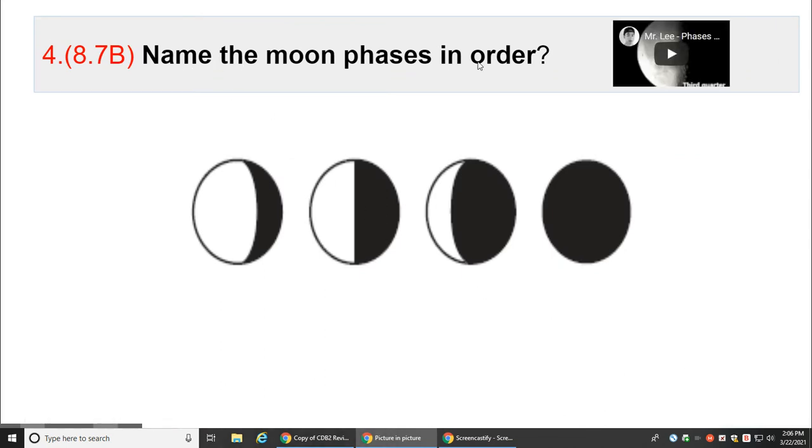Name the moon phases in order. So here, when you have something in order, you have to look and say, okay, I'm losing light on the right, so I'm waning. If I'm losing just a little bit on the right, I'm a waning gibbous. And then if I'm half, I'm a third quarter. Then more than half, you're a waning crescent, and then a new moon.